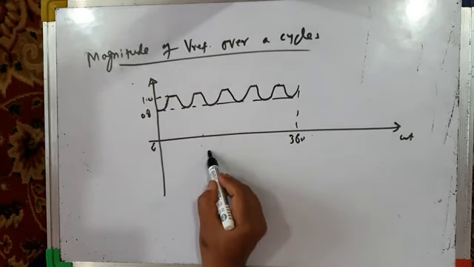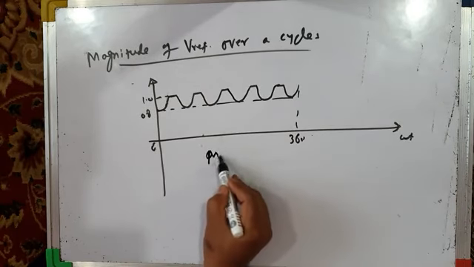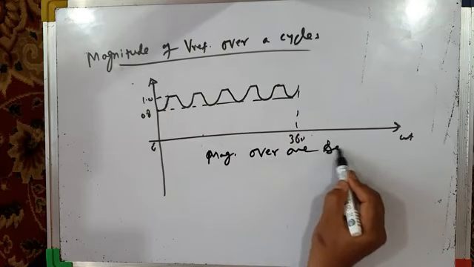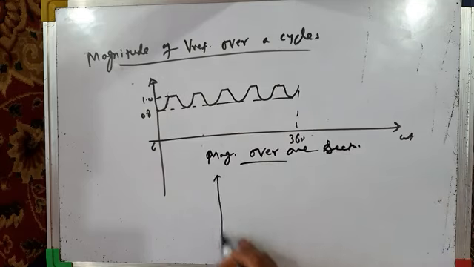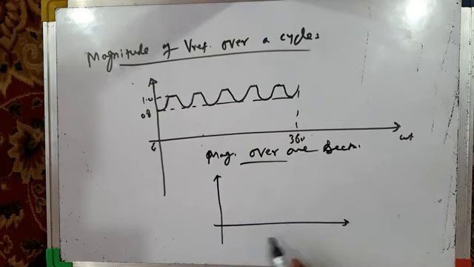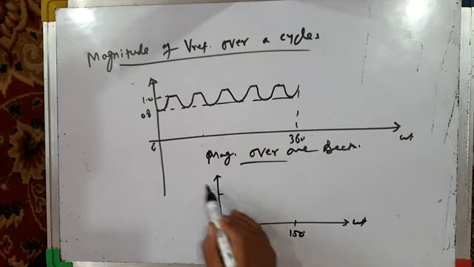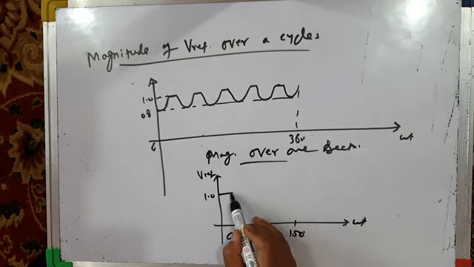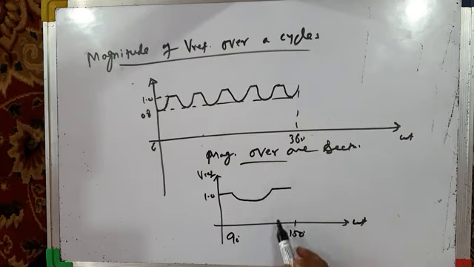Okay, if you see over one sector, magnitude of Vref over one sector, take any one sector, say 90 degrees to 150 degrees. If you take omega t 150 degrees, so it is like this. Vref varies like this. It is 1.0, and then it is again 1.0, and here it is 0.8. Okay, this is how it varies.